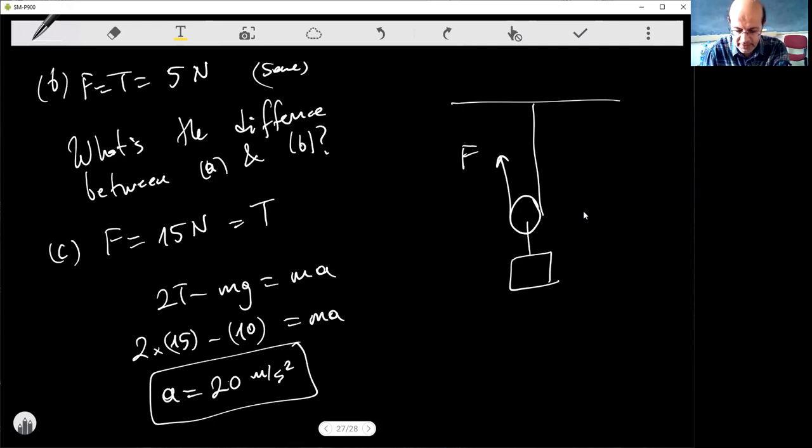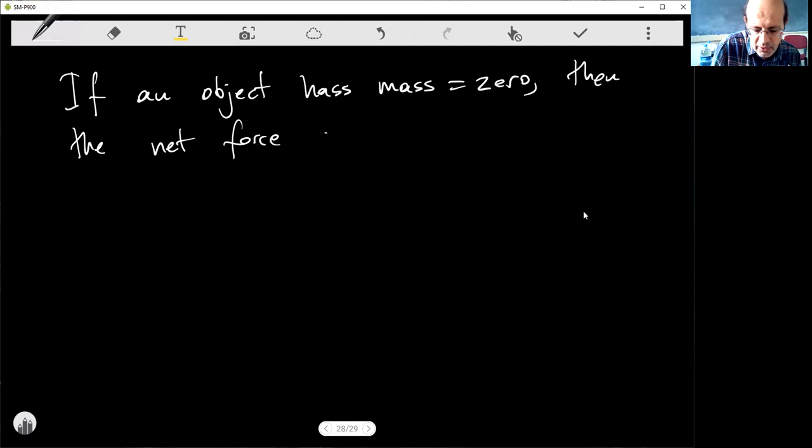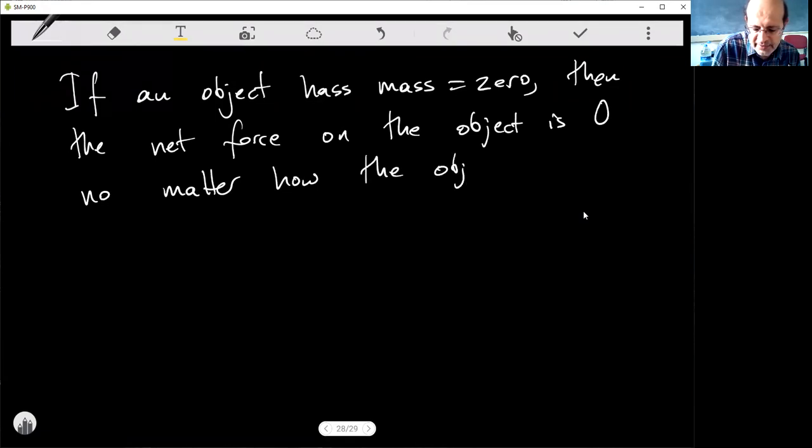All right, so let me then talk about this. I have 15 minutes. If an object has mass equal to 0, well, this is just an idealization, obviously. None of the objects have 0 mass, but it means negligible compared to the other things. So within this approximation, the net force on the object is 0, no matter how the object is moving or accelerating. So that's one example. For example, I don't know, I have this kind of a thing, perhaps.